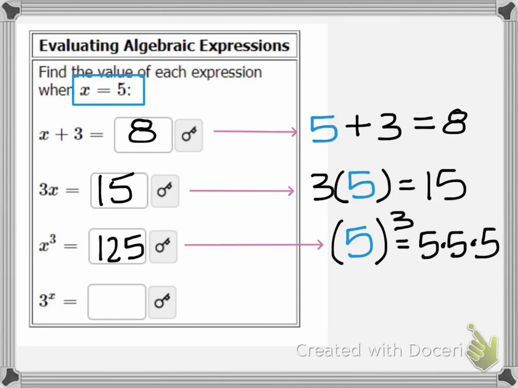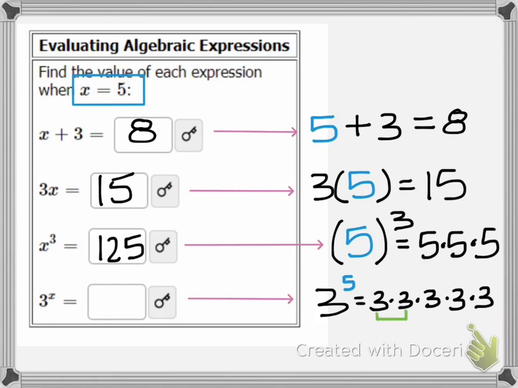Now, in the next one, you'll notice my base is 3, but my exponent is the variable. That means the exponent is the number that can change depending on the value of the variable. So I have 3 to the power of x, and in this case, I'm going to replace x with 5. So I have 3 to the fifth power. This means I have 5 factors of 3: 3 times 3 times 3 times 3 times 3.